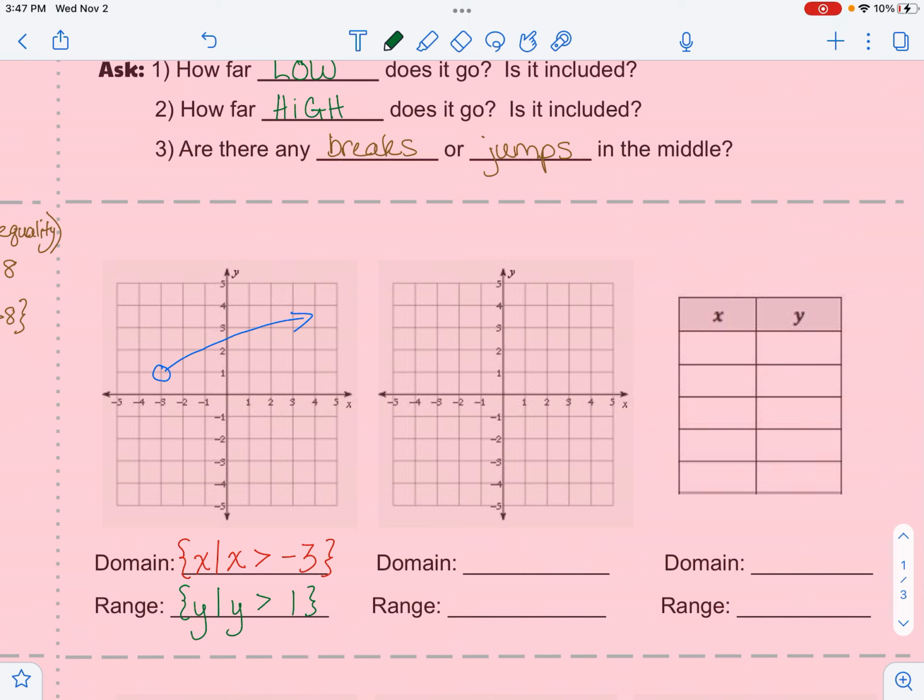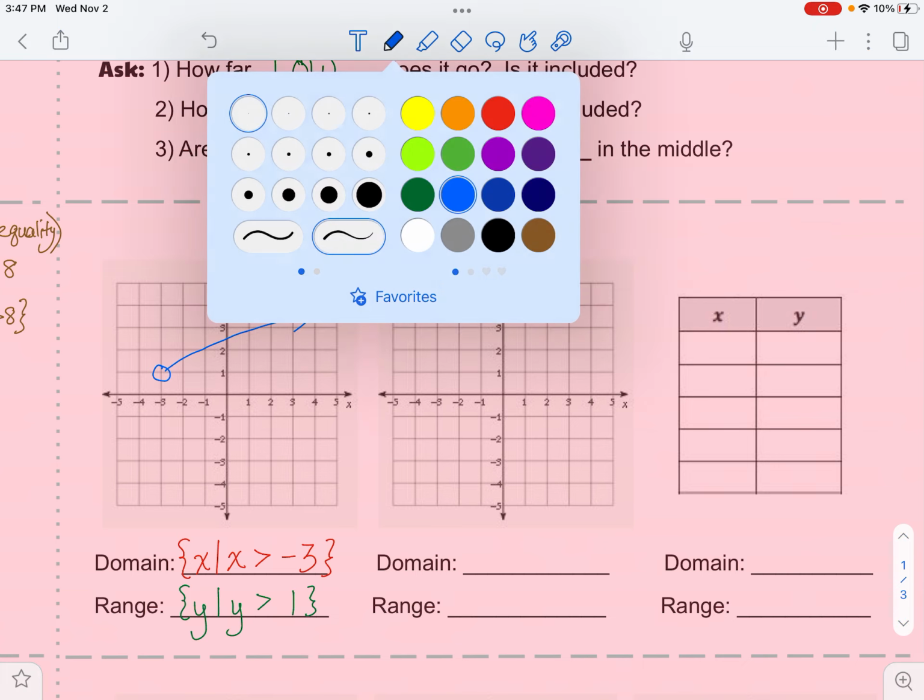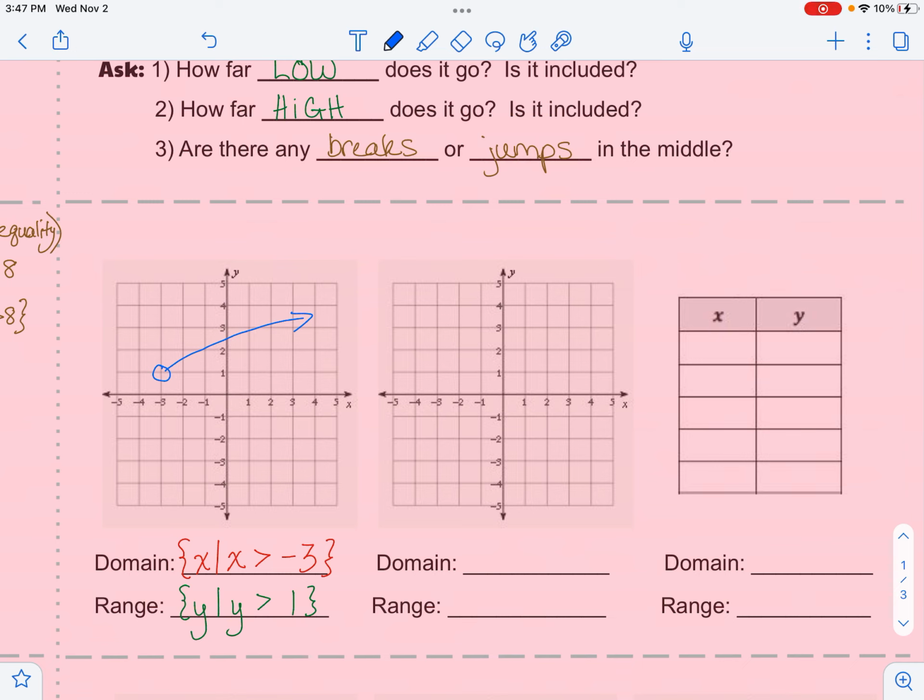Okay, let's do our next graph. So I'm going to put a solid point on -2, +5. And then I'll put an open point on 3, -4. And I'm going to connect those. All right, so that's our graph.